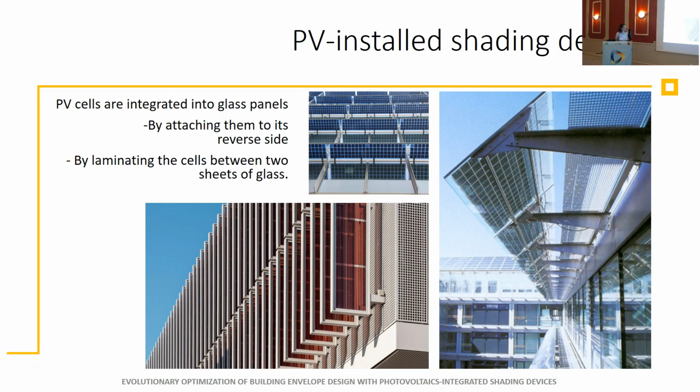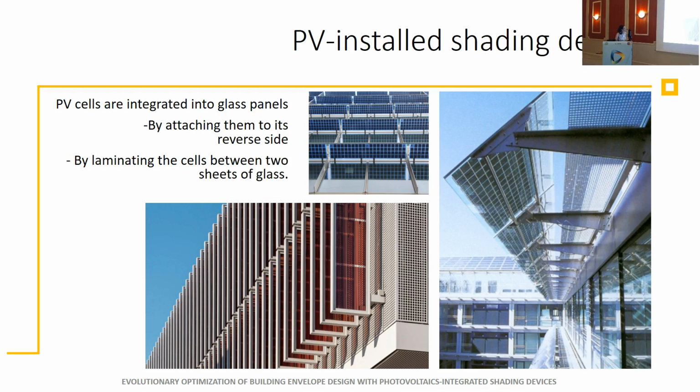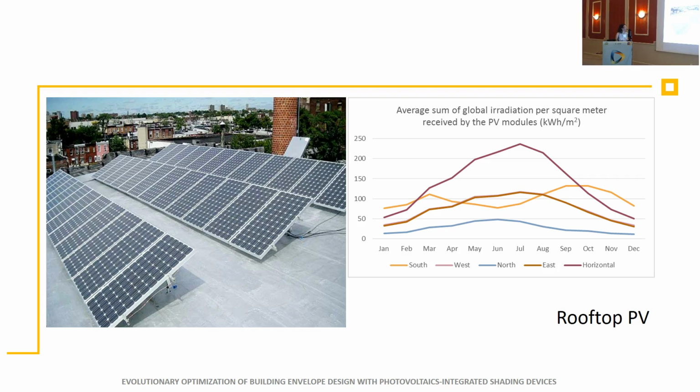Photovoltaics are also being used integrated with shading devices. Very typically they are either attached to the glass panels from the reverse side, or they are laminated, with the cells between two sheets of glass, and you can see several applications of this kind of photovoltaics installations on the shading devices. Currently, the most common use is rooftop photovoltaics.